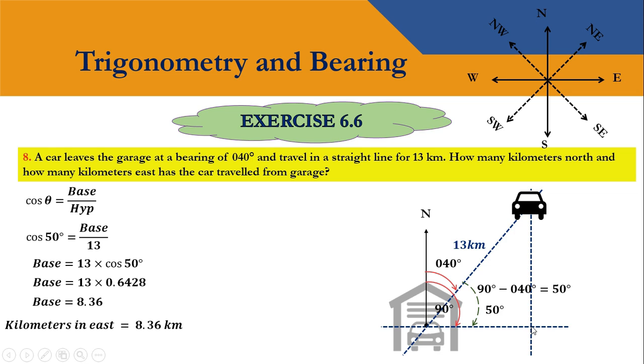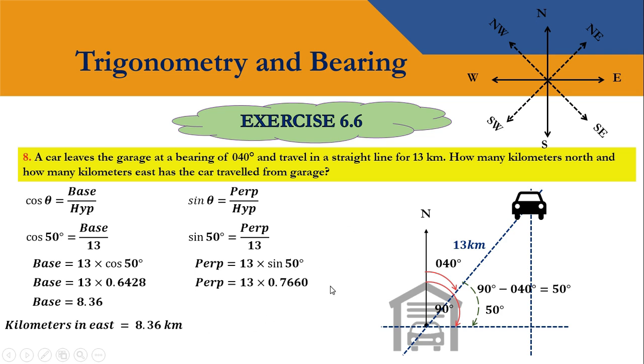Now to find the distance in the north direction, we will use perpendicular divided by hypotenuse. This ratio by definition is equal to sine of theta. Putting the value of the hypotenuse and the angle of the triangle, we will get this equation, and after doing some mathematical calculations, we will get the value of the perpendicular, which is equal to 9.96. So kilometers in the north direction is equal to 9.96 kilometers.